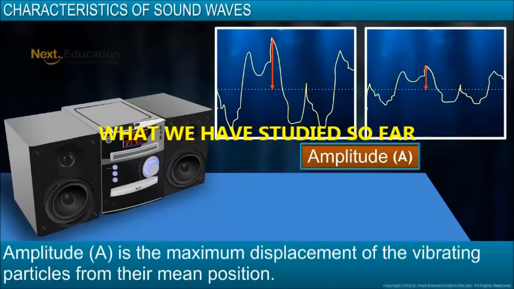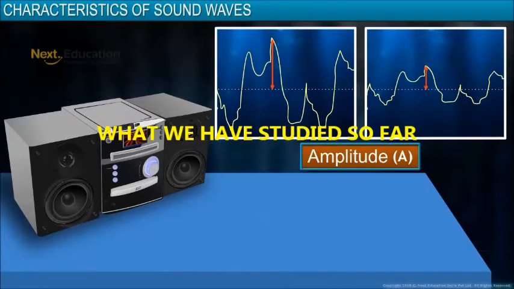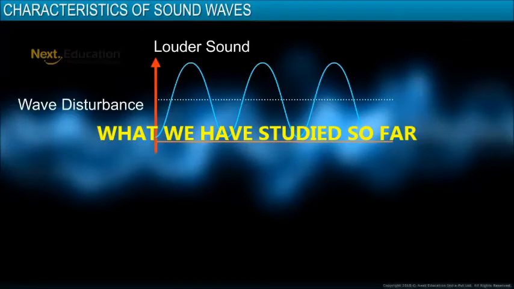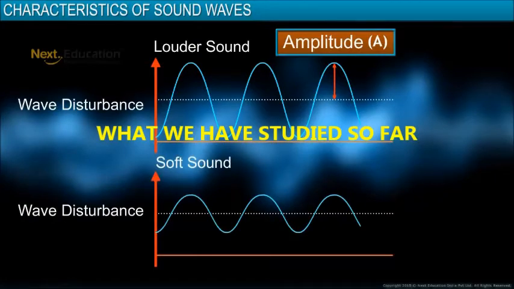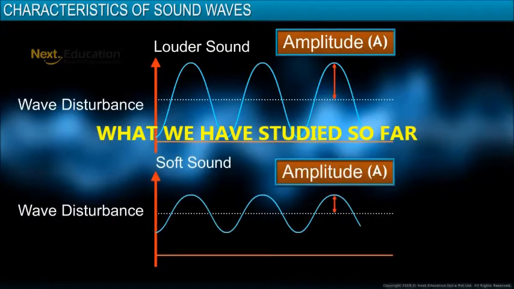The amplitude of a sound wave is the maximum displacement of the vibrating particles from their mean position. It is represented by the letter A and depends on the force with which an object is vibrated. The greater the amplitude, the louder the sound heard, and the lesser the amplitude, the lower the audibility of the sound.